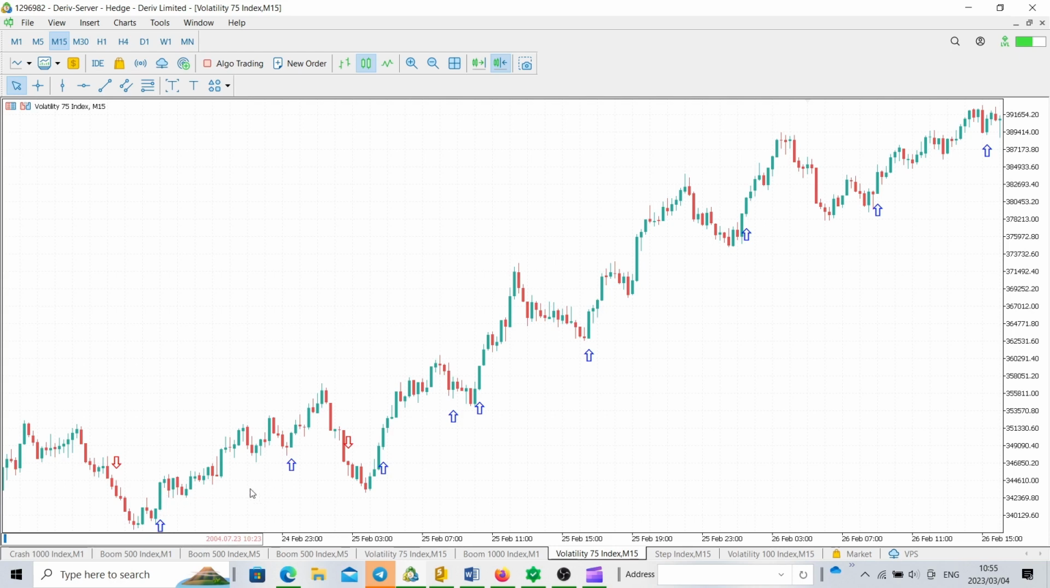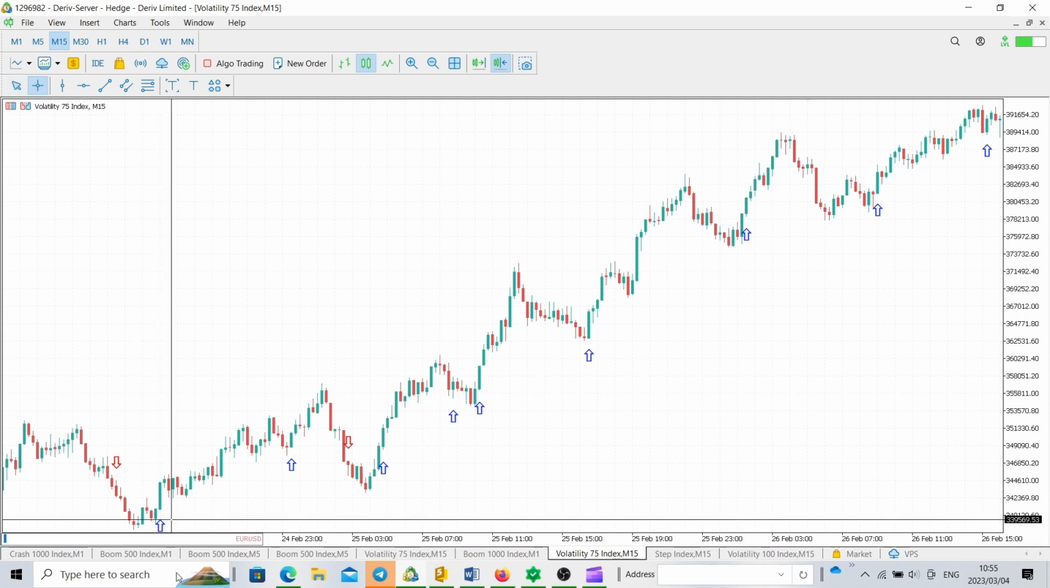So I've recently created what I call the volatility index killer arrow. You can see we have these arrows. This is the volatility index killer arrow. When there is a blue arrow, you buy, and when there is a red arrow, you sell. But there's more to this. With this indicator, you can use it to trade almost all the Deriv synthetic indices.